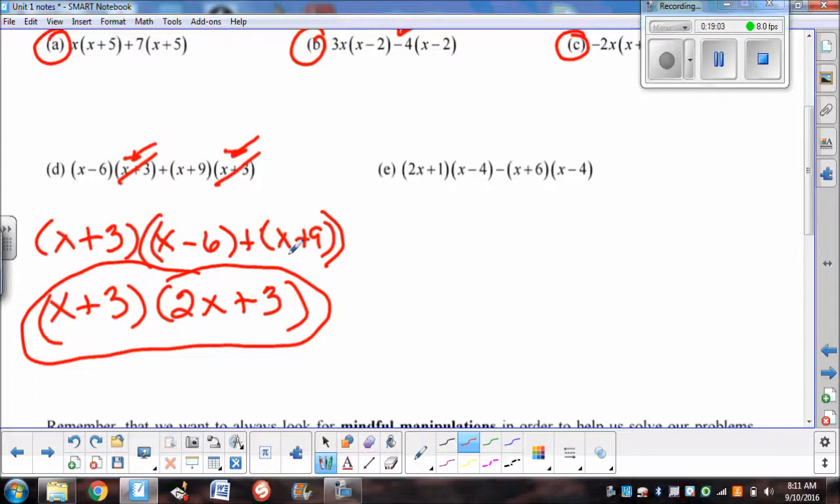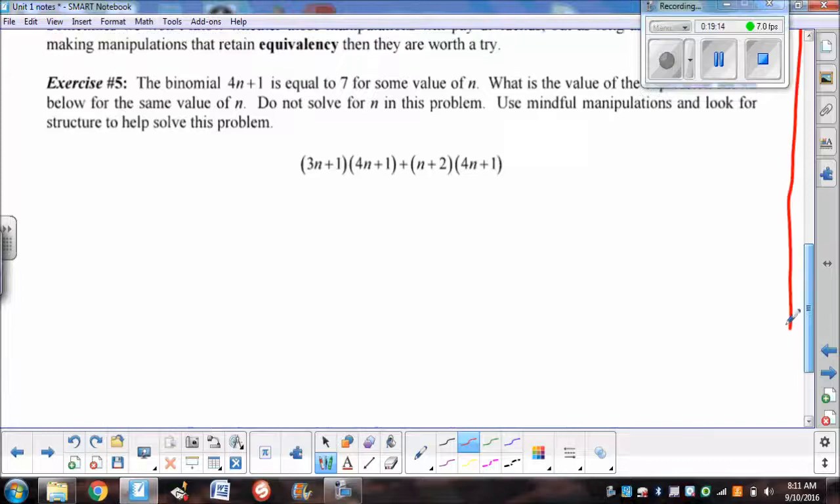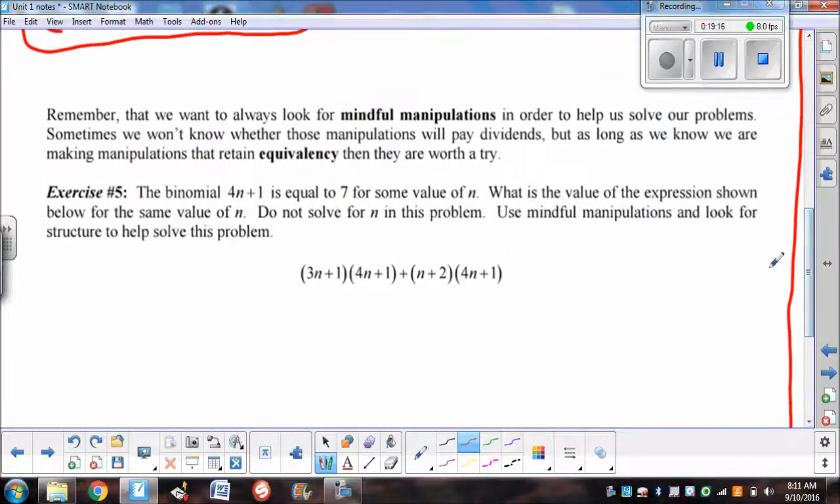We simplified that. I'm even going to challenge you to do E. Be super careful with that negative. Okay? And I think what we'll do is we'll do 5 in class. So you do not have to do 5. Don't cross it out. But we will do it in class as a group.